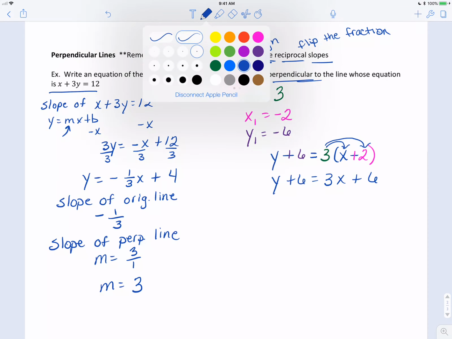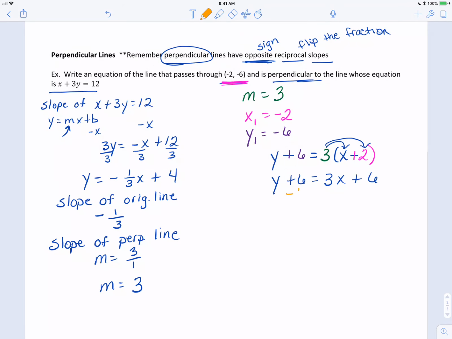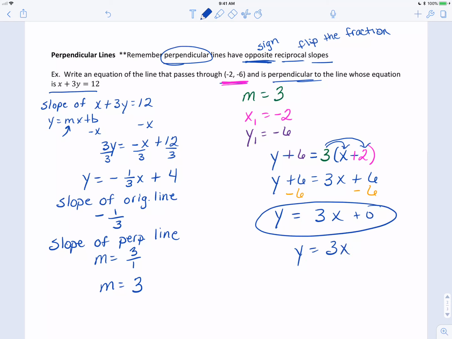And then we need to move this 6 over to solve for y. So since it's positive 6, we have to use the opposite. And so that's minus 6 on both sides, giving us the final equation y is equal to just 3x. And if you put 3x plus 0, that's fine. Or y is equal to 3x. Either one is fine. But probably just this is probably the most appropriate, but it doesn't matter.